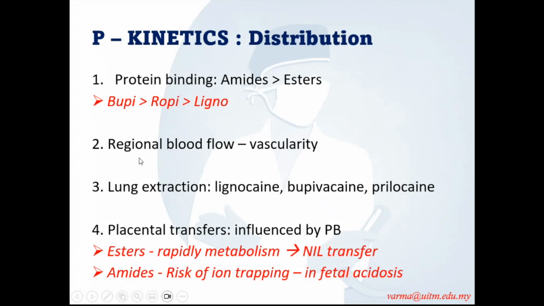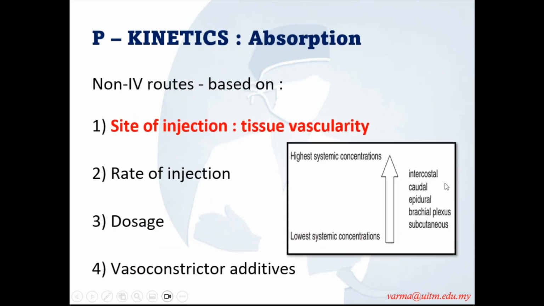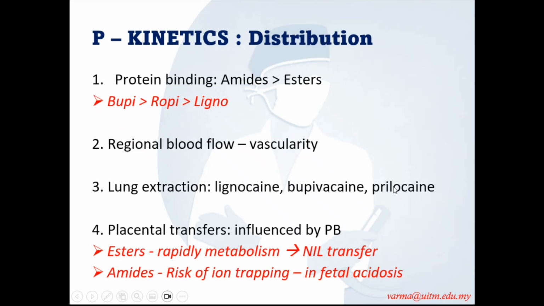Next, again, regional blood flow and vascularity. Let's say we inject LA at this part compared to these two areas. Whenever there is an area with high vascularity, it will be easily absorbed into the systemic circulation and dispersed. It means it is lost from the area of interest and goes into the systemic circulation. Once in the systemic circulation, it goes through the pulmonary circulation, and these drugs are extracted in the lungs as well. So this is the distribution: they go into the pulmonary circulation as well. Lignocaine, bupivacaine, and prilocaine. Remember this for your SBA.